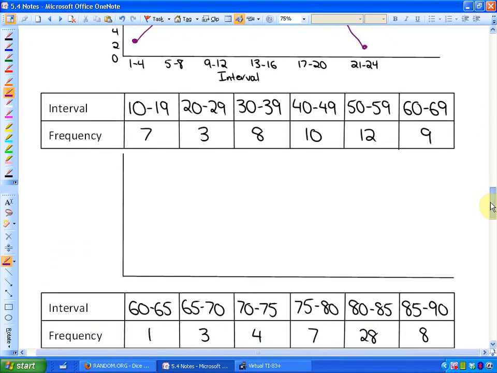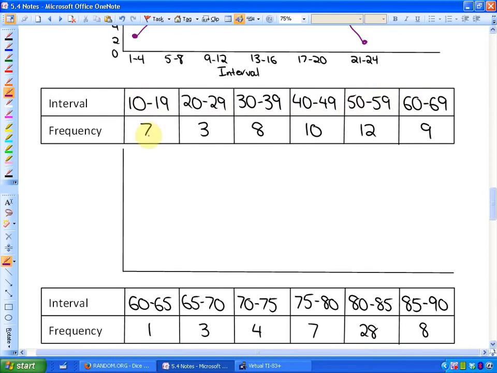Example 2 has these intervals and then these frequencies. A frequency of 7 in your first interval would be roughly here, 3 is down here, 8 is up here, 10 is roughly up here, 12 is here, and 9 is here. If I look at the distribution, this neither appears symmetrical nor like a bell curve whatsoever. So that would not be normally distributed.